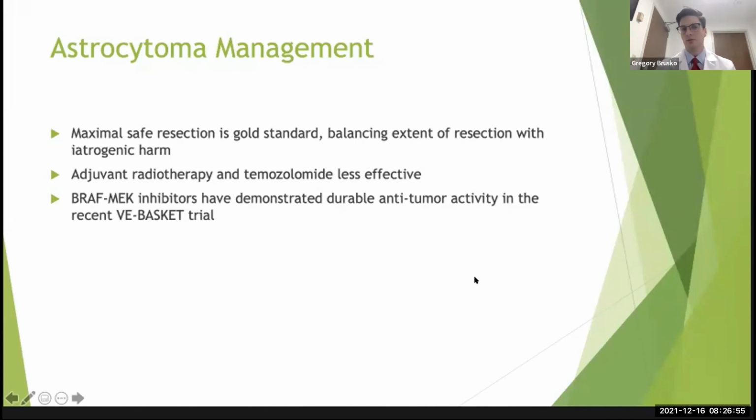And again, adjuvant radiotherapy, temozolomide, which sometimes is used in astrocytomas intracranially, tends to be less effective for spinal lesions. But there are newer inhibitors of BRAF and MEK that have demonstrated a durable anti-tumor activity in one of the recent trials that's come about.